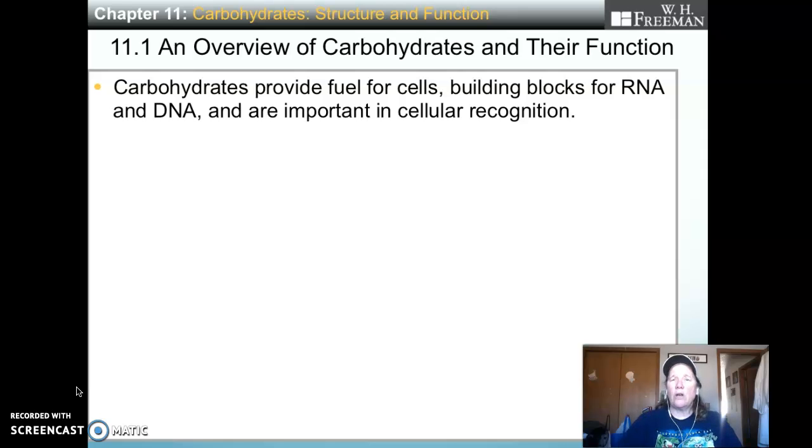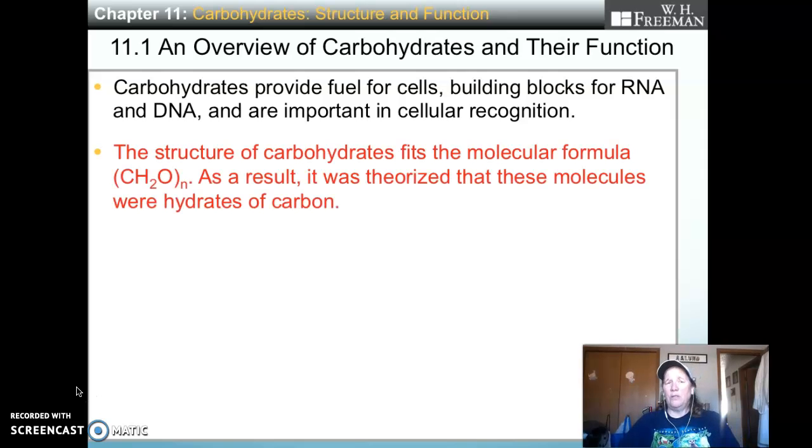Okay. So you'll also find carbohydrates in building blocks of RNA and DNA. So that would be for our proteins. And they're also used in cellular recognition, in other words, like for hormones and things like that. So there's all kinds of things that we use it for.